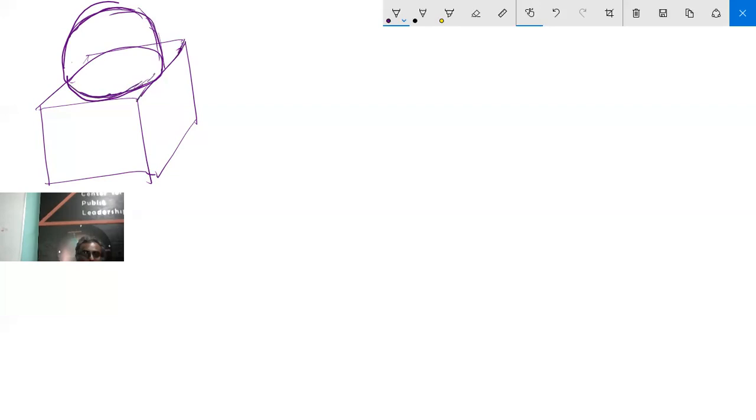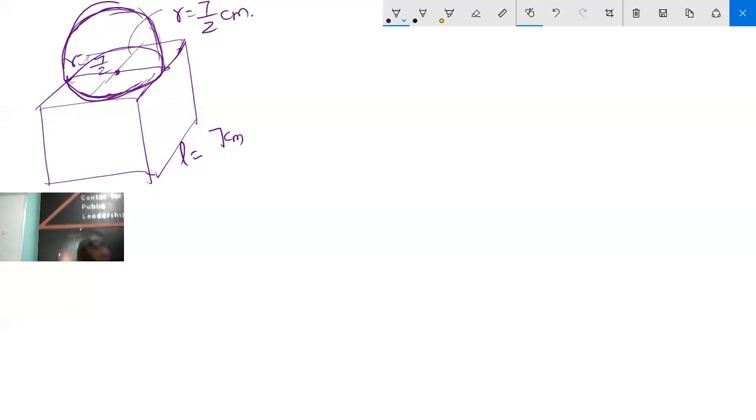So side l is equal to 7 centimeters. That means this diameter is equal to 7 centimeters, so r is equal to 7 by 2. That's all you found out. This whole thing is 7 centimeters, so r is equal to 7 by 2 centimeters for the hemisphere. Find the surface area of the solid.